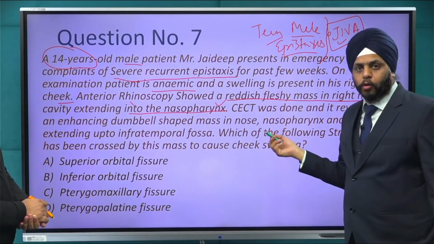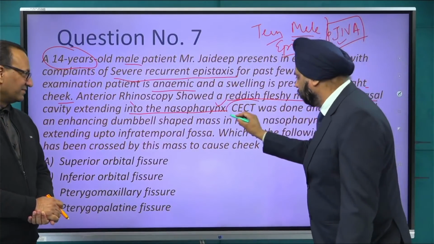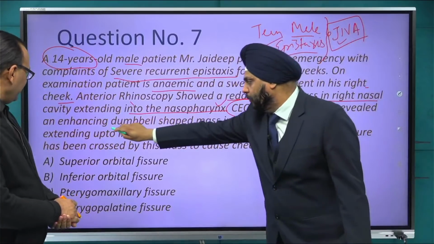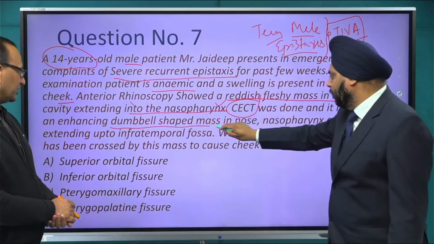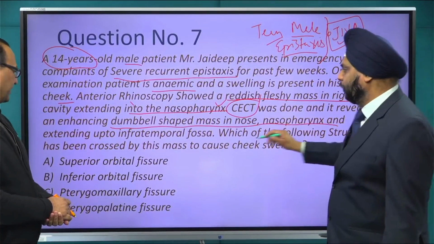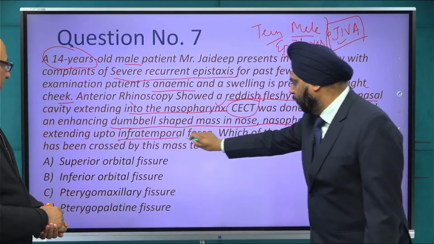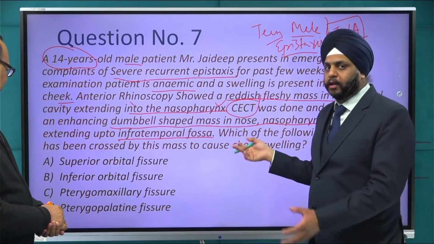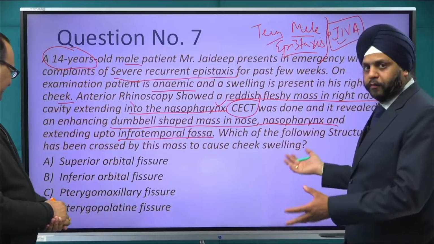Okay, so what do we do for confirmation? We do CECT. You see, even CECT was done and it revealed an enhancing dumbbell-shaped mass in the nose, nasopharynx and extending up to the infratemporal fossa. So the CECT has clarified everything. It is of course a case of JNA. Now we have confirmed that.